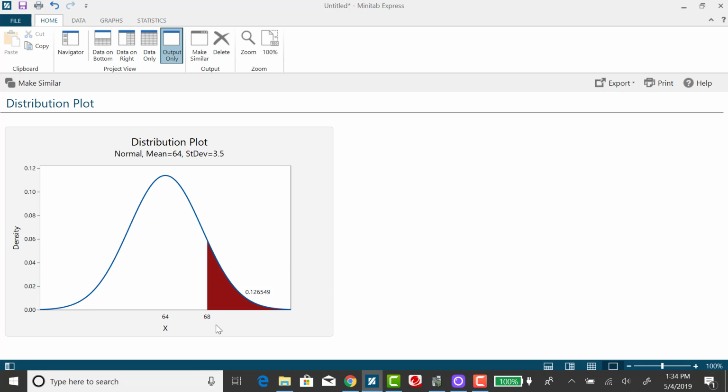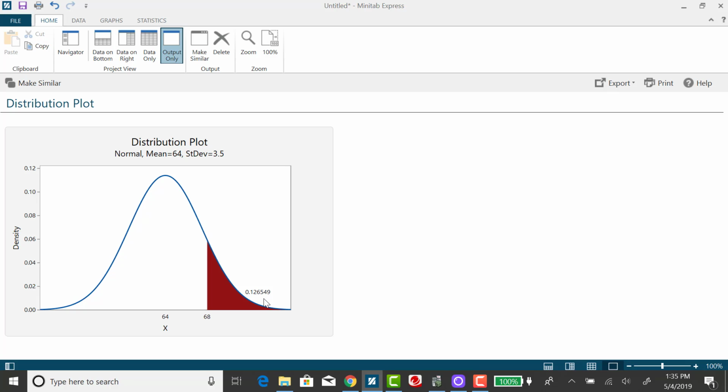So we'll see that since 68 inches is above the mean, this area, or the probability, is going to be less than a half. This is also the probability of randomly selecting a woman from this population and getting a height that is more than 68. In terms of a percent of a population, about 12.7% of the population of women have a height more than 68 inches.